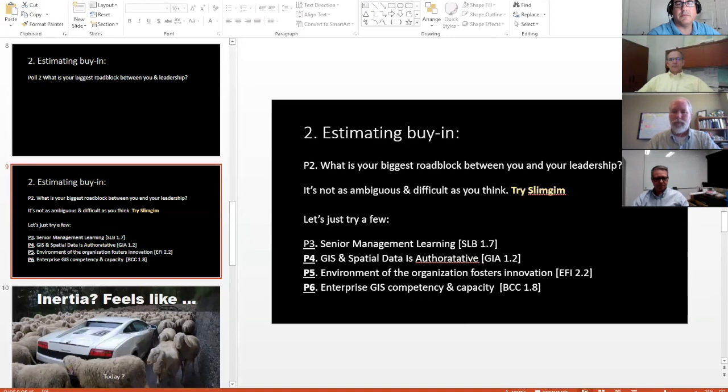Okay, so there's your results. Somewhat. Senior management interested in and actively learning: somewhat. That's probably a corporate thing, but it's not an enterprise level of maturity. So we'll do another one. The next one is GIS and spatial data is authoritative, I think you have next, Toby? Yeah. GIS has been established by upper management as the authoritative source of spatial data and recognized as a critical component of business systems.